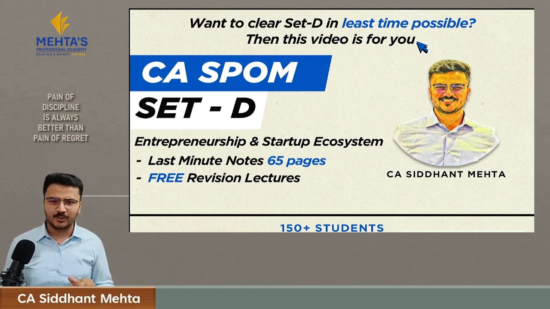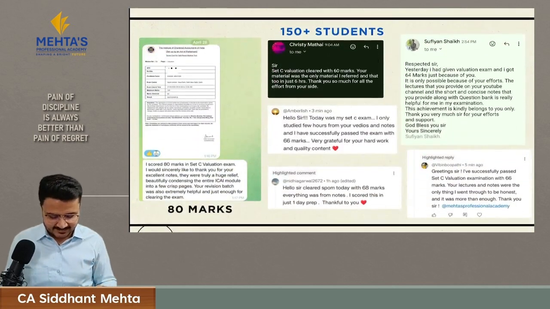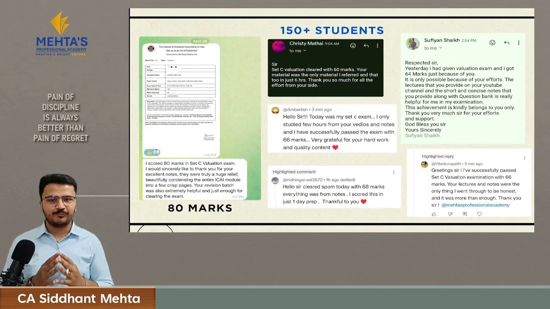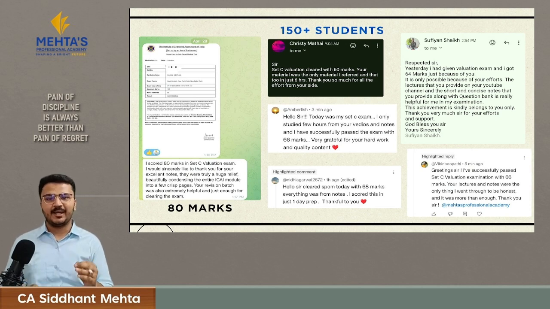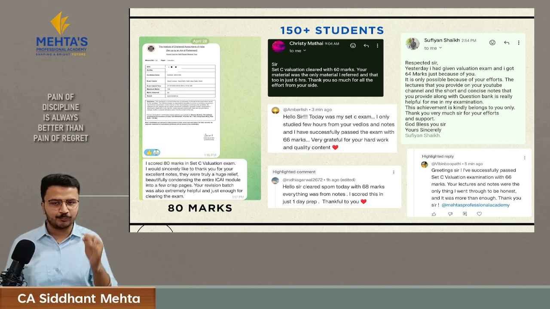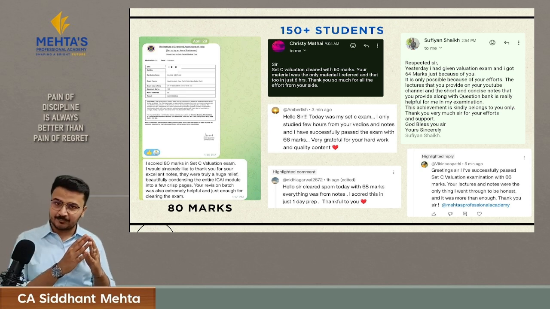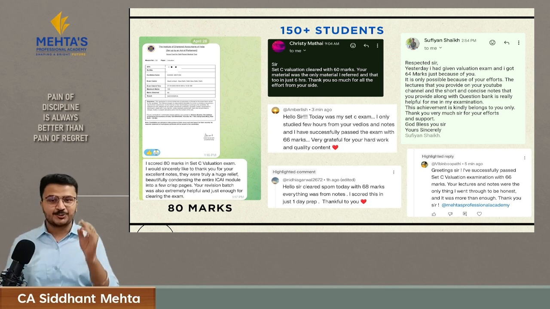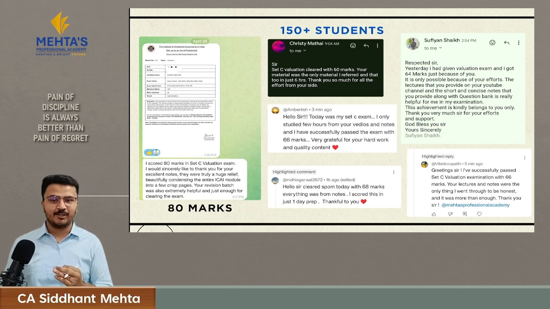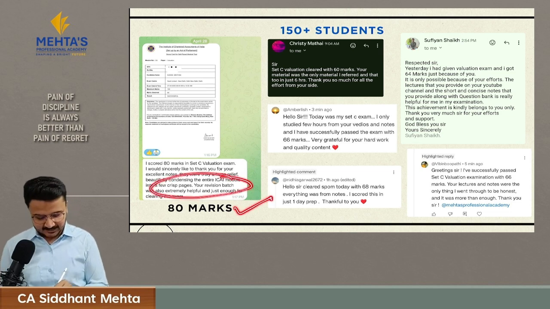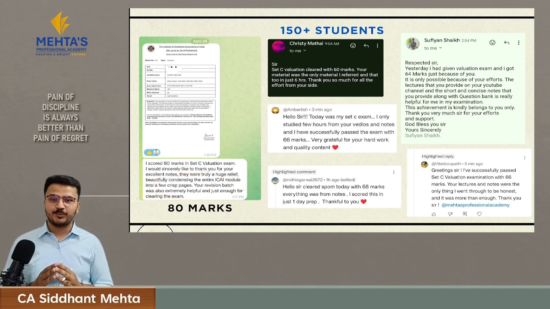Now you might have one question: how can we be so sure about it, right? Because we have done it in Set C Valuation, where in the last week itself we have concluded our Set C Valuation revision batch, and within a month we have 150 plus students enrolled for these last minute notes. With the help of these notes and revision lectures, students are able to clear their exams in record time. The highest score in Set C Valuation from our academy is about 80 marks, and that student prepared with our notes and revision lectures. The majority of students are able to score 60 plus marks with the help of these things.